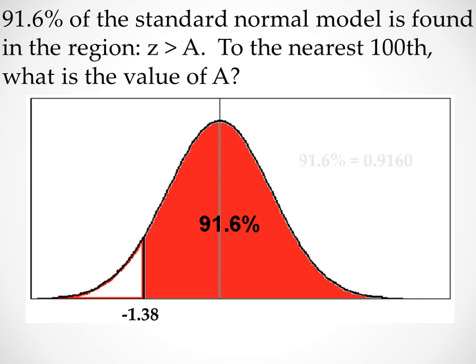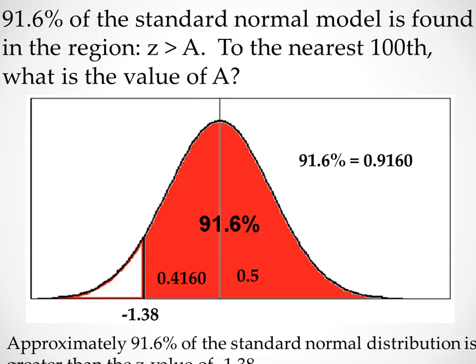So the answer to our question: approximately 91.6% of the standard normal distribution is greater than the z value of negative 1.38.